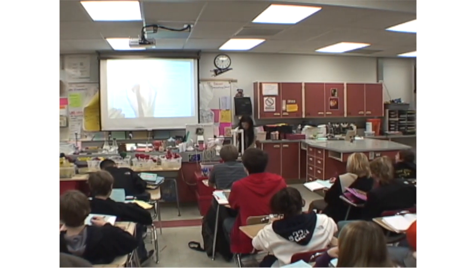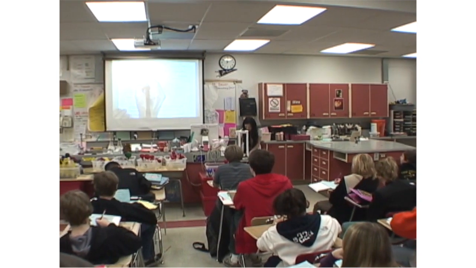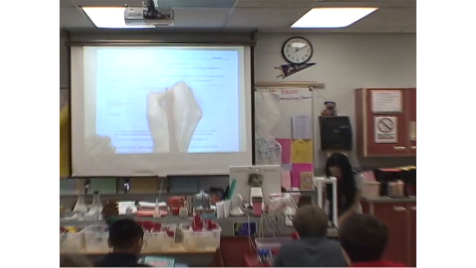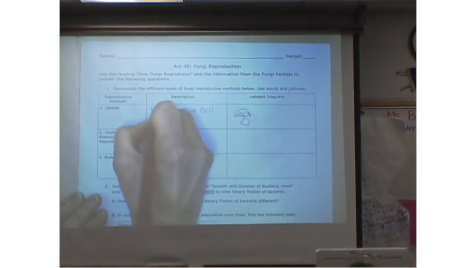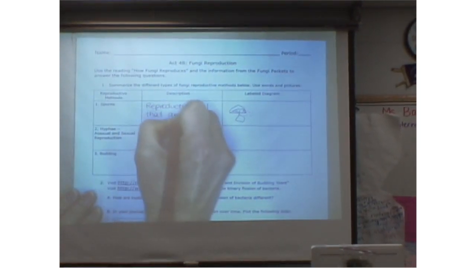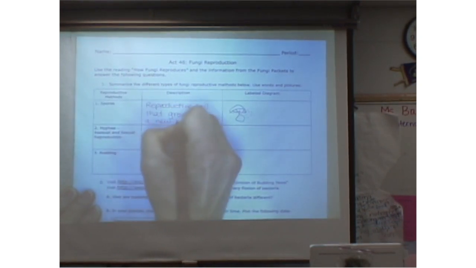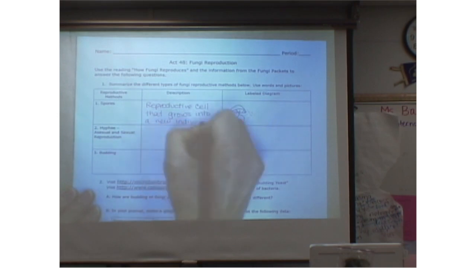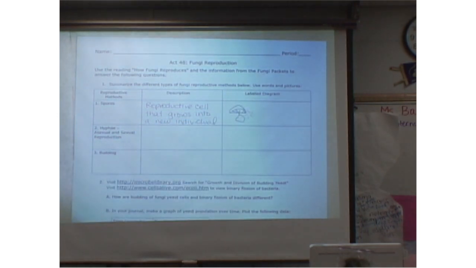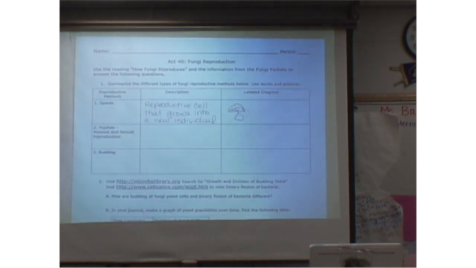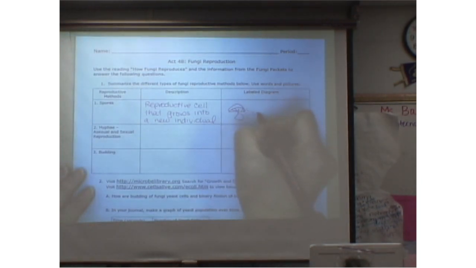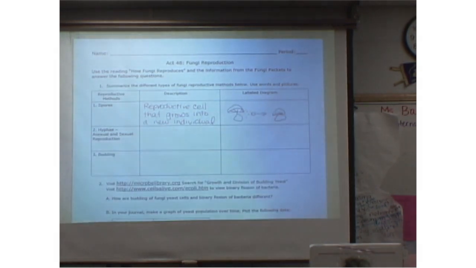You can call those pretty much just like a reproductive cell that grows into a new individual. And what's unique about a spore is that you take one of these little spores, it will grow into a new fungus. So a new individual that will be exactly the same as a cell.